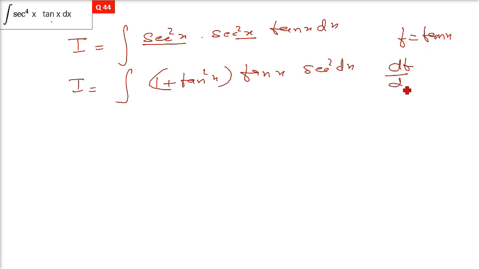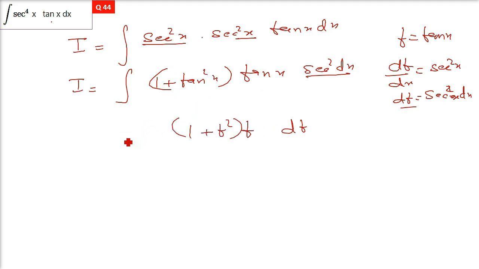dt by dx is going to be sec square x. dt will be sec square x dx. So this sec square x dx is dt. This whole is dt. And wherever tan is there, just put t over there. So t into 1 plus t square. See, simple algebra now you have to do.